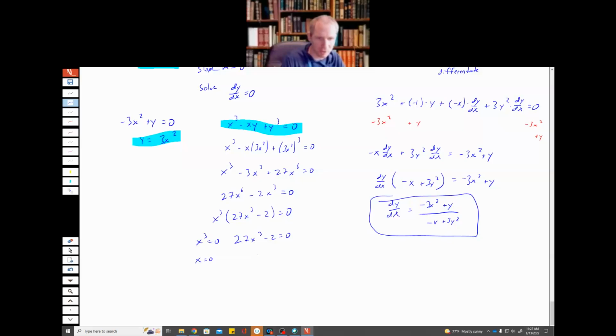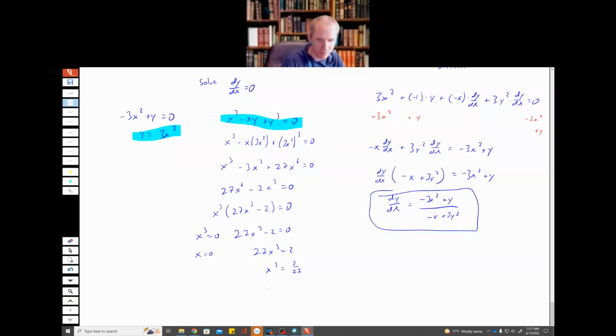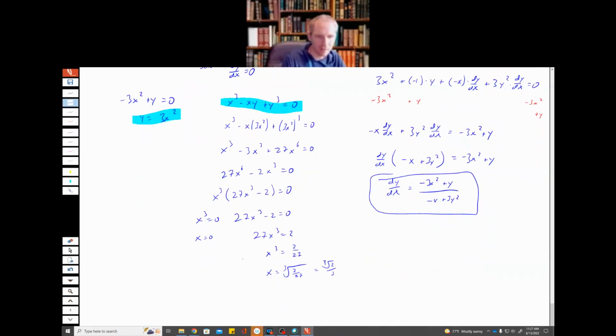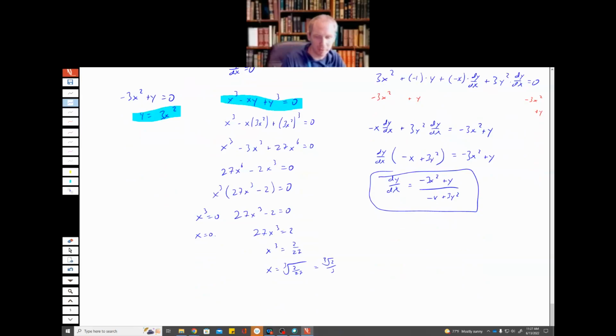So now I have 27x cubed minus 2 equals 0. So 27x cubed equals 2. X cubed equals 2/27. So x is the cube root of 2/27, which is cube root of 2 over 3. Okay, it says find the coordinates of the point in the first quadrant. If my x value is 0, I'm not in the first quadrant, I'm on that axis. Okay, so this guy is not in the first quadrant.